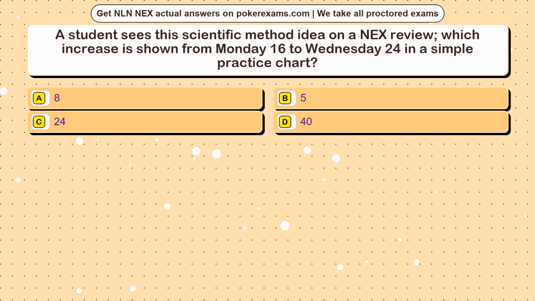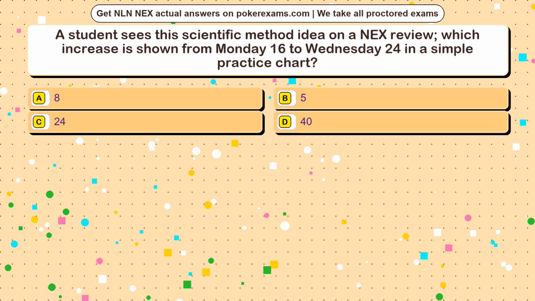Question 10. A student sees this scientific method idea on a NEX review. Which increase is shown from Monday 16 to Wednesday 24 in a simple practice chart? Option A 8. Option B 5. Option C 24. Option D 40.